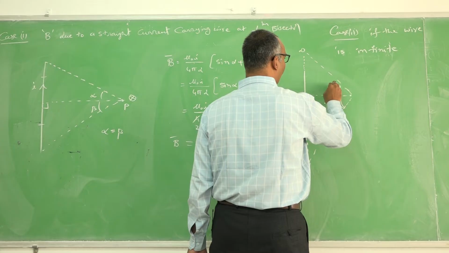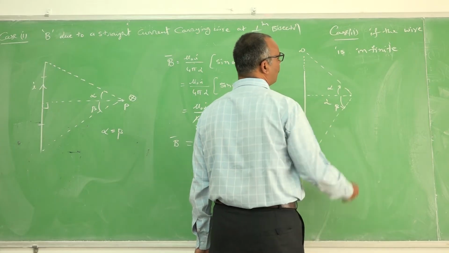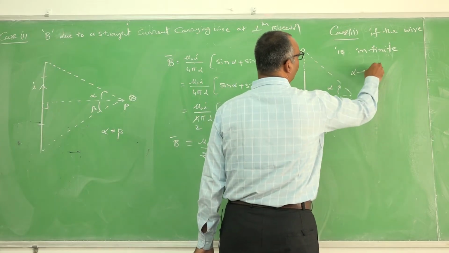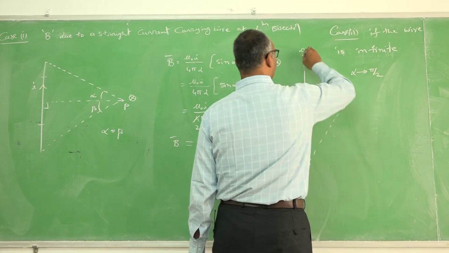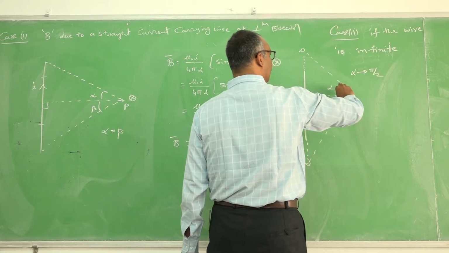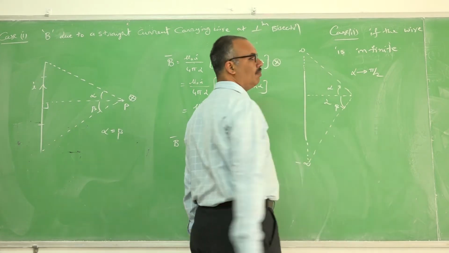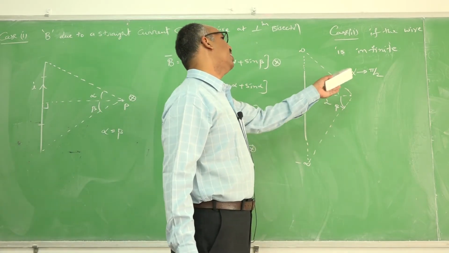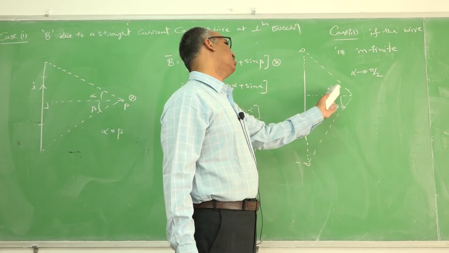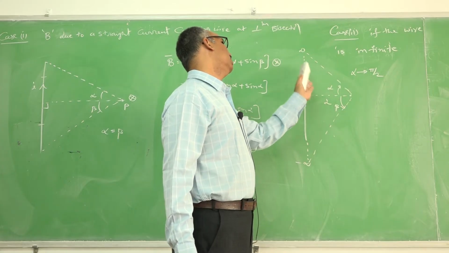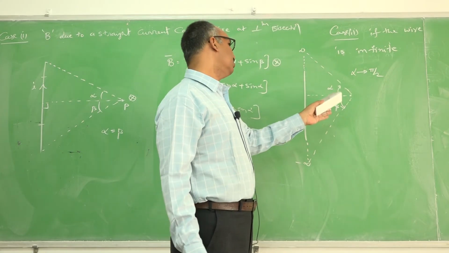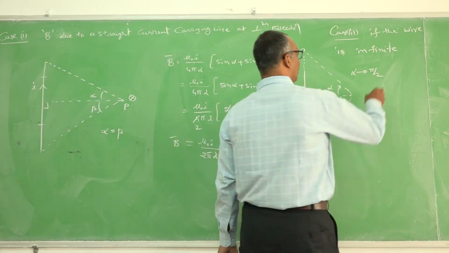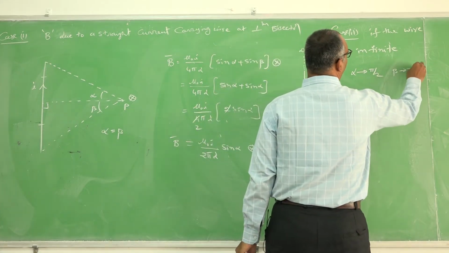what could be the nature of alpha and beta here? Alpha tends to pi by 2, because once this point is at infinite distance, this alpha increases and gets a maximum value of 90. Once alpha becomes 90, almost this point is at infinite distance. Similarly, beta also tends to pi by 2.